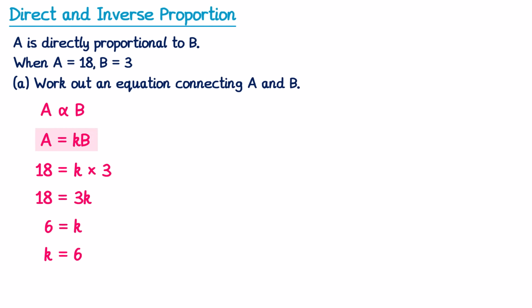We wrote down that A was equal to KB, but we now know the value of K. So we're going to write that out once more, but replace the K with a 6. So A equals 6B. This is the equation that connects A and B, so we finish this question.